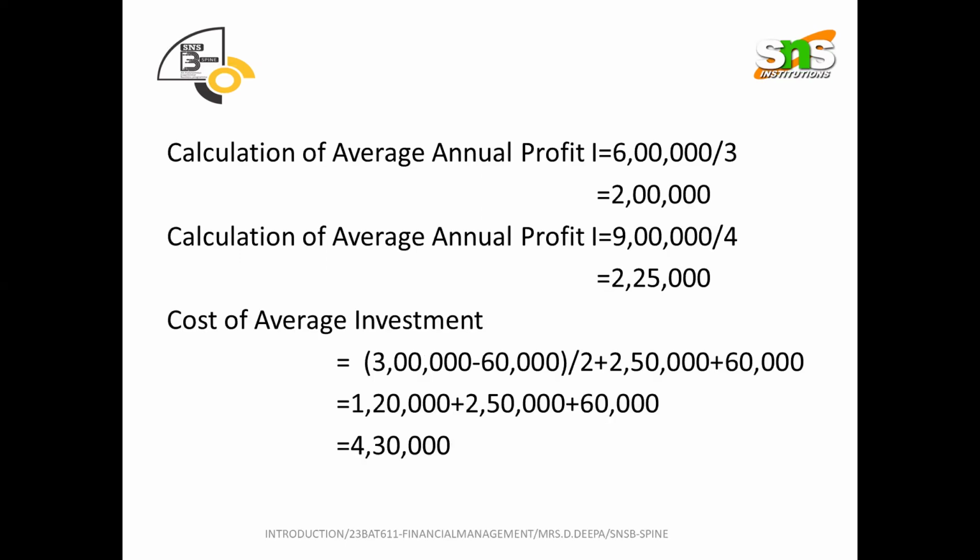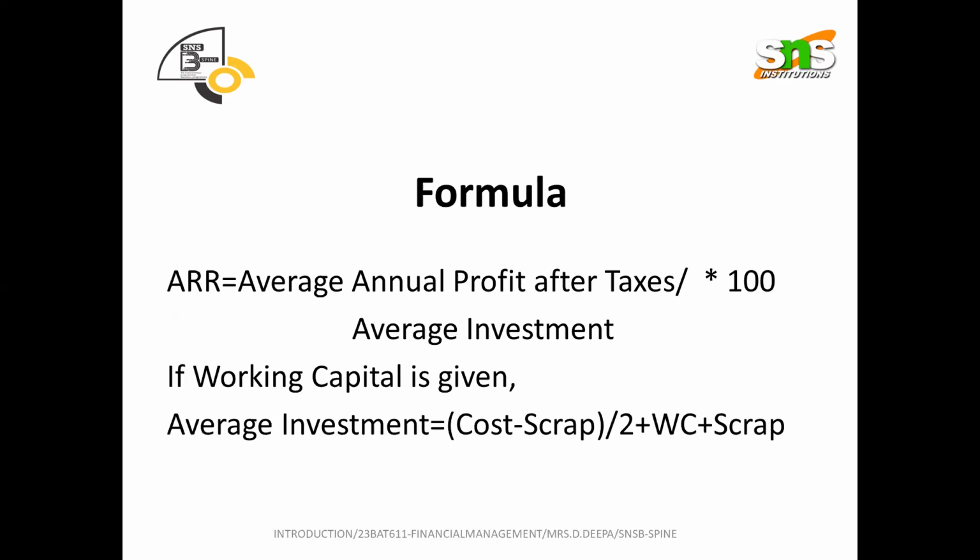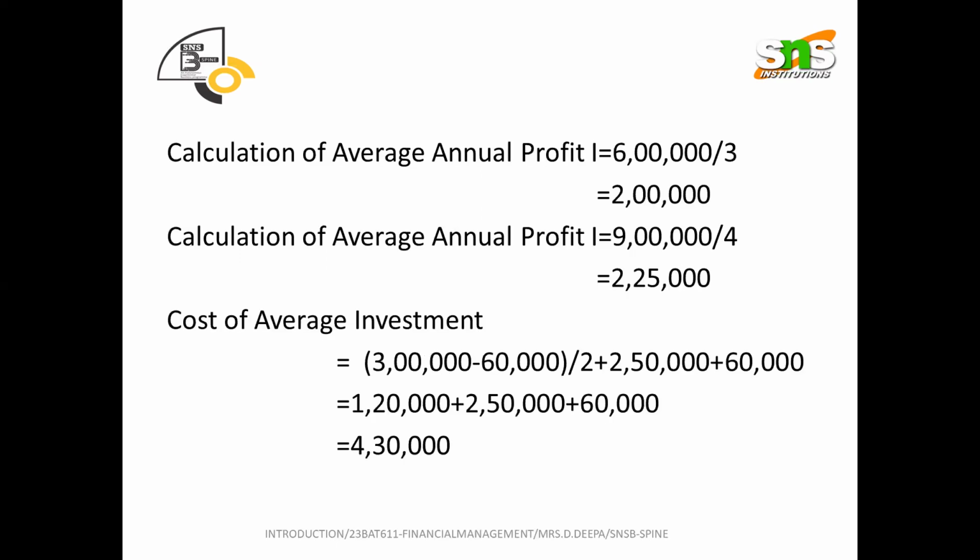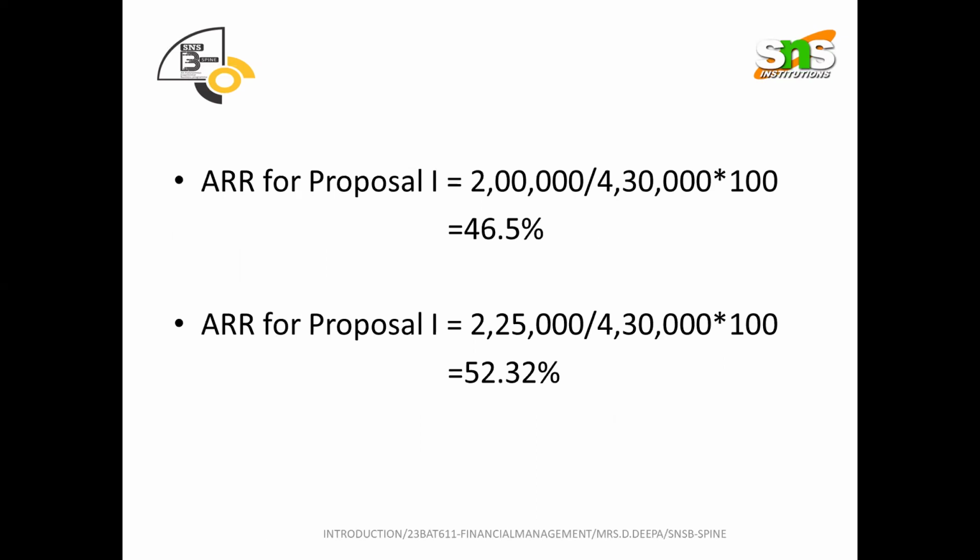Coming to the next, average investment. Again, what is the formula? Cost minus scrap divided by 2, plus working capital plus scrap. Initial investment is 3 lakhs minus scrap value 60,000, divided by 2, plus working capital 2 lakh 50,000, plus scrap again 60,000. By solving all these, you will get 4 lakh 30,000. This is the way to calculate your average investment.